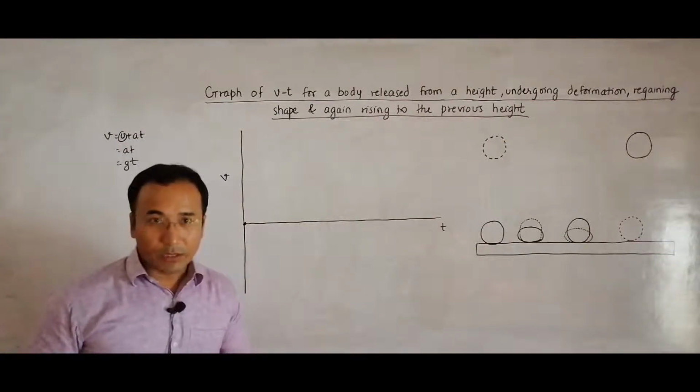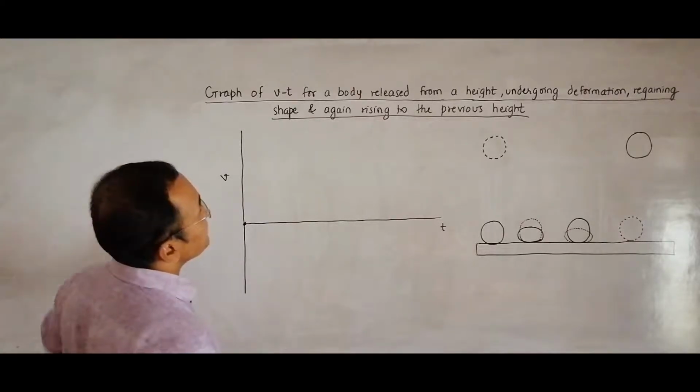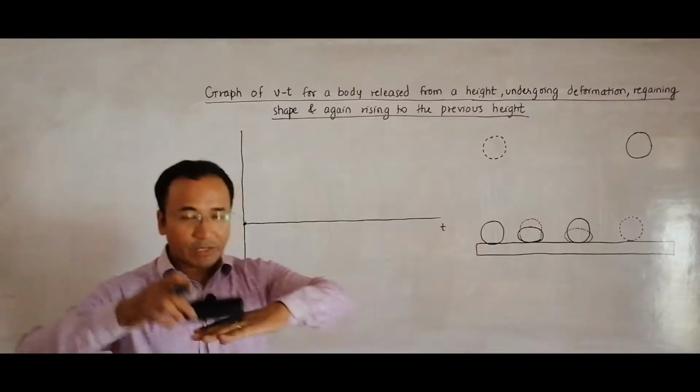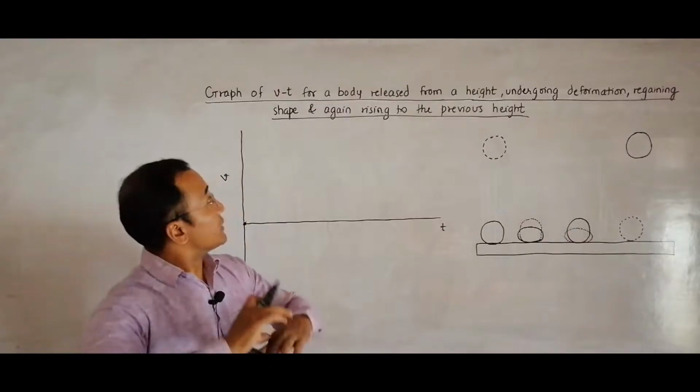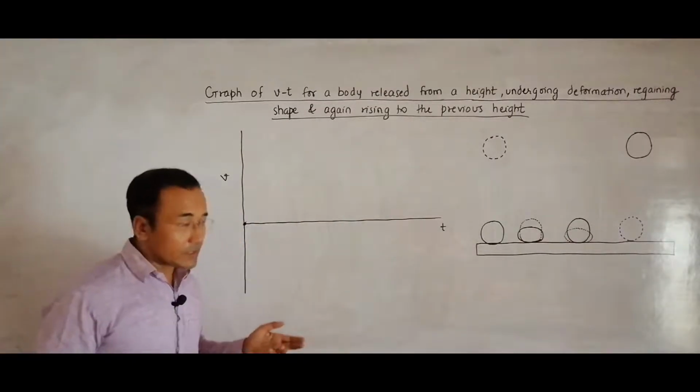Hello, today my graph is about a body which has been released from a height. It undergoes deformation on striking, like this. Then it regains its shape and again rises to the previous height. So for that, first let us consider the initial case here.